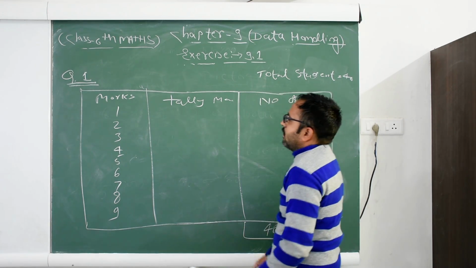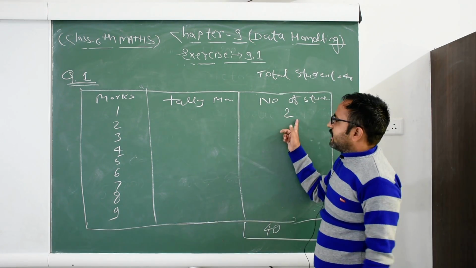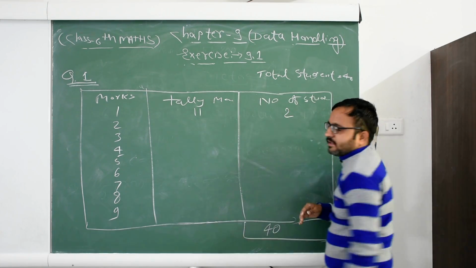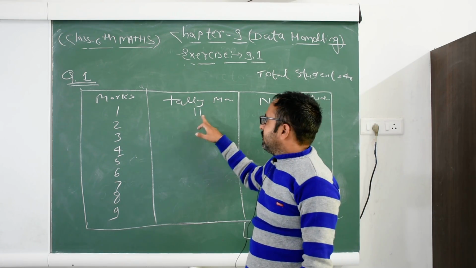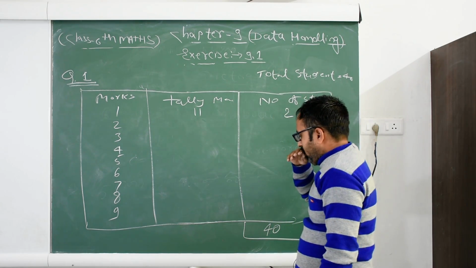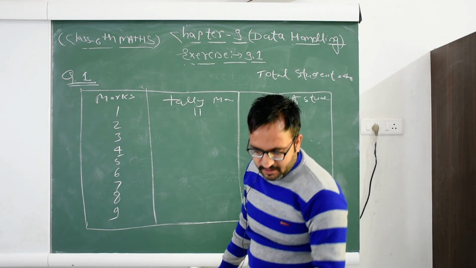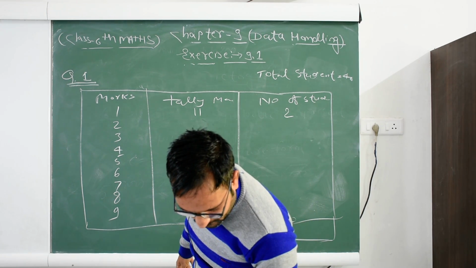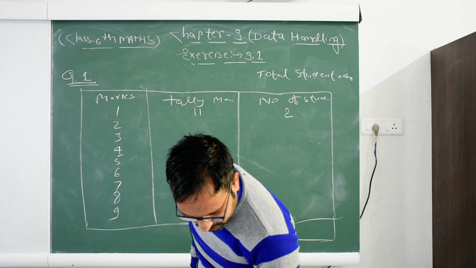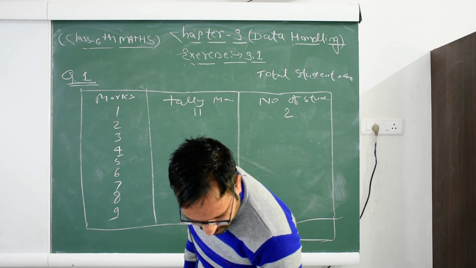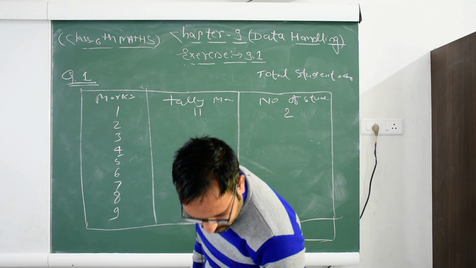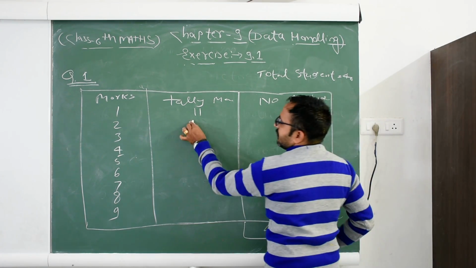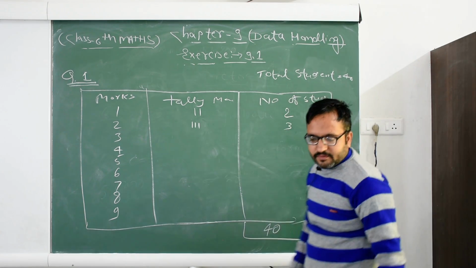Okay, so only 2 students obtain 1 mark. How to denote in tally marks? 1 and 2. Okay, not 11. This is a 1. Now 2. Now we check number 2. 1, 2, 3. Okay, only 3 students obtain 2 marks. So how to denote? 1, 2 and 3 with the help of 3 lines.